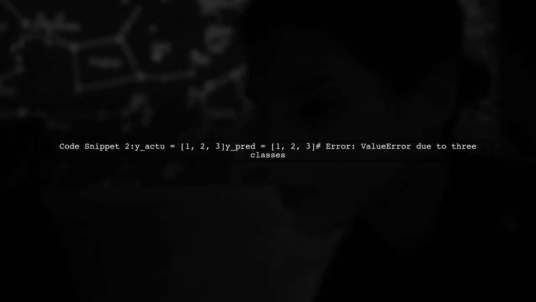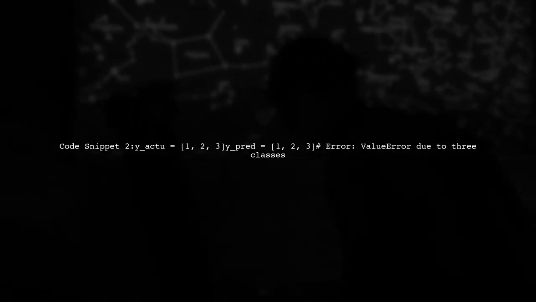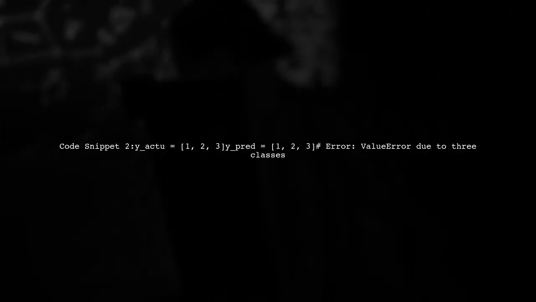In your first code snippet, you have two lists, yaxu and yped, each containing two elements. This works perfectly, and the confusion matrix prints the expected statistics. However, when you modify the code to include three elements in both lists, you encounter a value error. This happens because the confusion matrix expects a binary classification, but now it sees three classes.